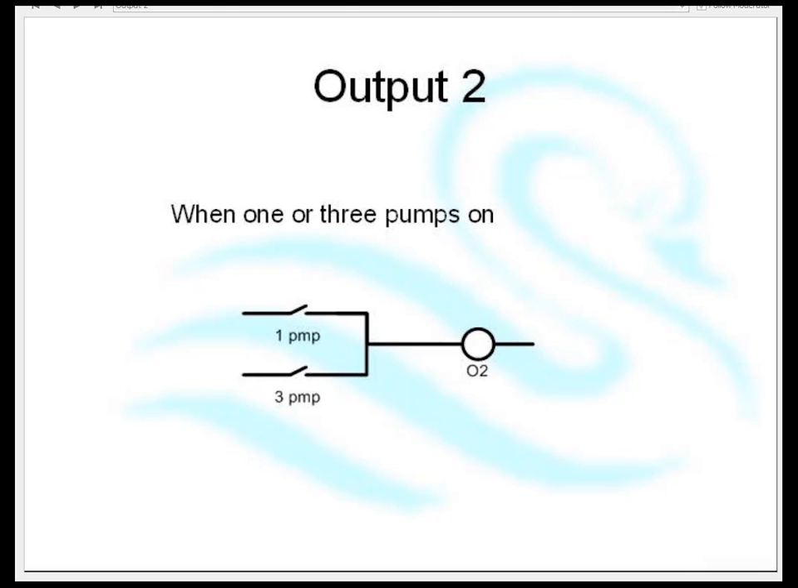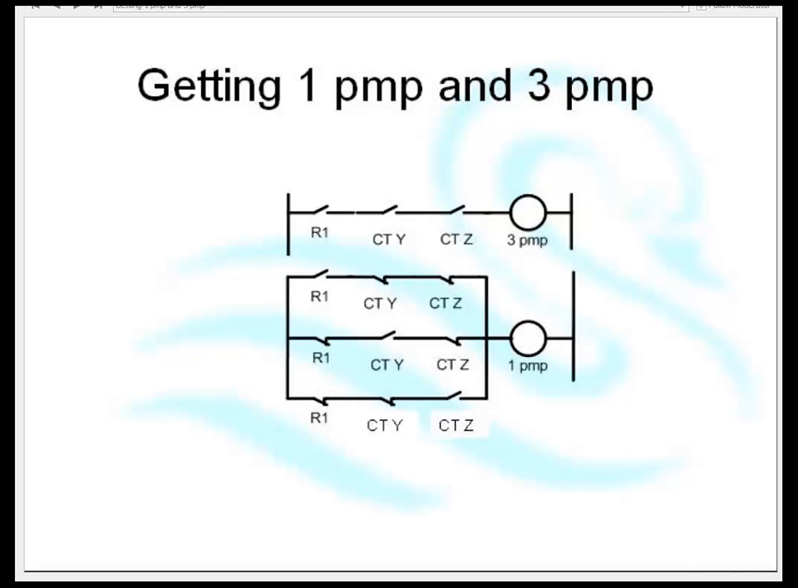My problem is, of course, I don't have an input called one of the pumps, and I don't have an input called three of the pumps. So what I'm going to have to do is work my way further into the program. I'm now going to have to create a couple of relays which are called one of the pumps and three of the pumps. This is what I end up with. I have an internal relay called three of the pumps and an internal relay called one of the pumps.